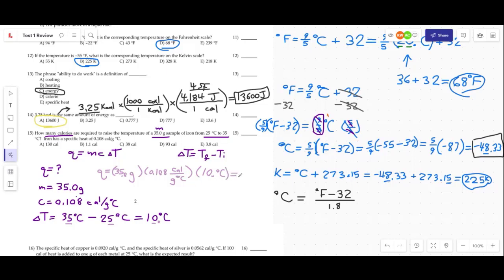So then all I have to do now is multiply everything across. That's basically going to be 35.0 times 10 times 0.108. If I multiply that, that's going to give me 37.8. However, because I only have two significant figures here, and the others are each 3 sig figs, my answer is going to have to be rounded to 2 sig figs, and that's going to be 38. So, C.